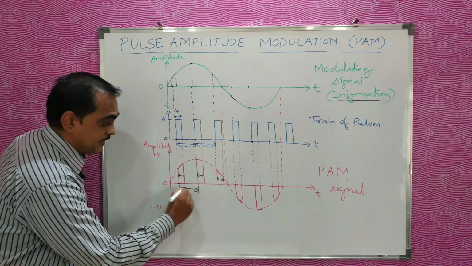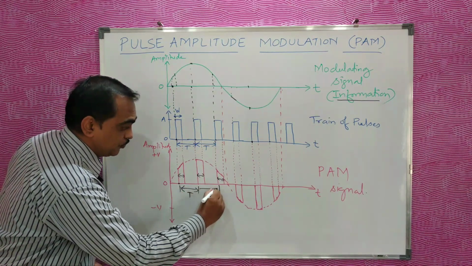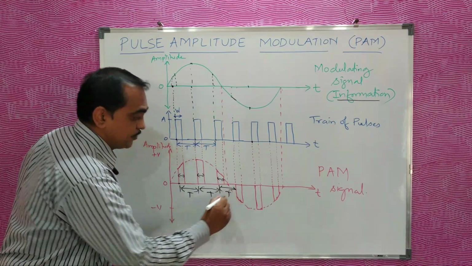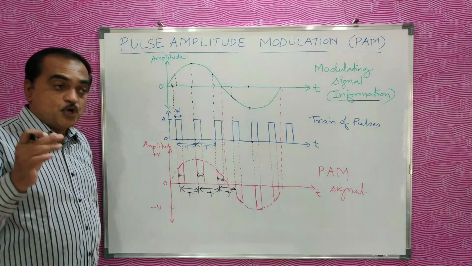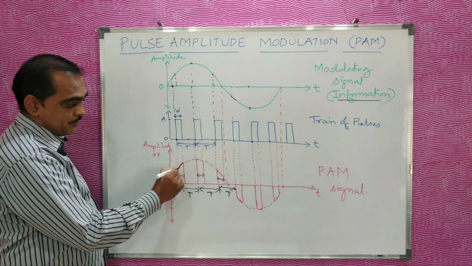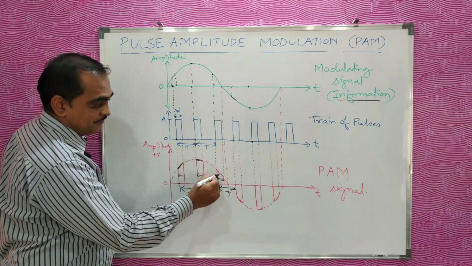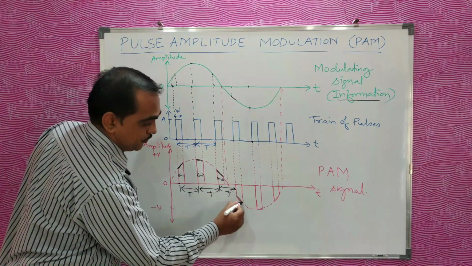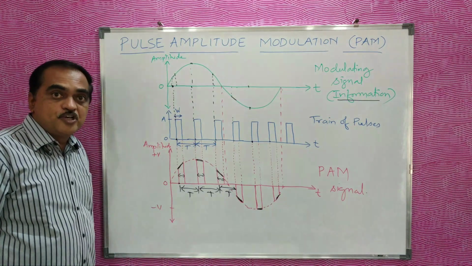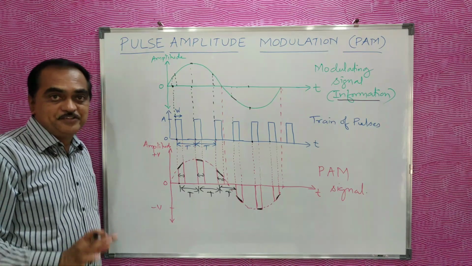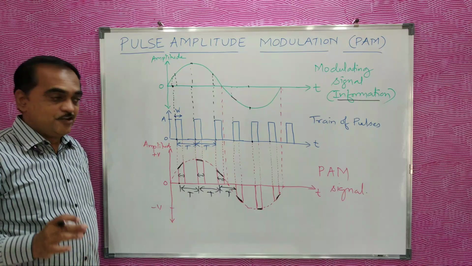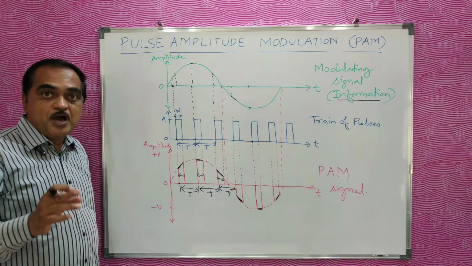This is time period T. Here the position also is constant. Time period T. Even here the position is constant. Position is not varying. What is varying is amplitude. You can see this amplitude varying from here. Here you have this amplitude, here this amplitude, here this amplitude. Here negative amplitude, negative amplitude. And all these amplitudes are varying according to the modulating signal. So it is called pulse amplitude modulation.